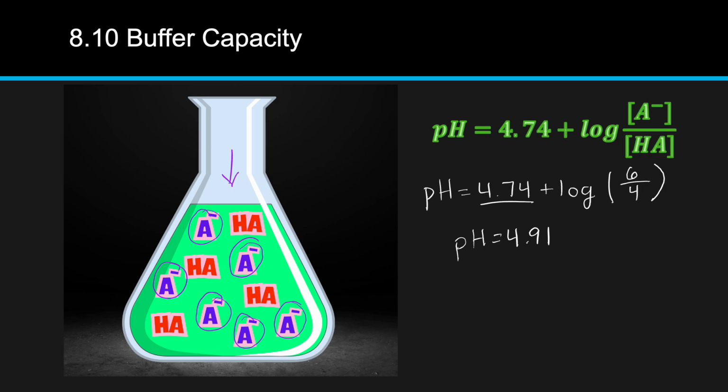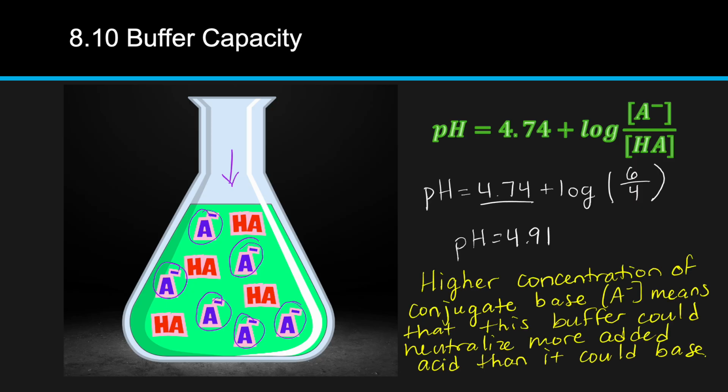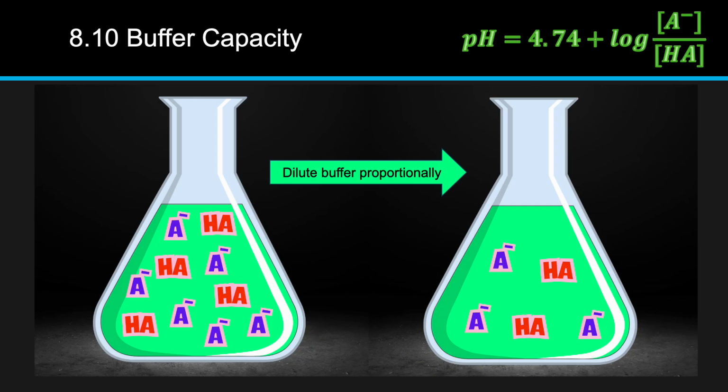So looking at this buffer solution, because we have more conjugate base, this means that this buffer can neutralize more acid than it would be able to base. So now let's compare what happens if we were to dilute the buffer or minimize the number of weak acid and conjugate base particles we have.